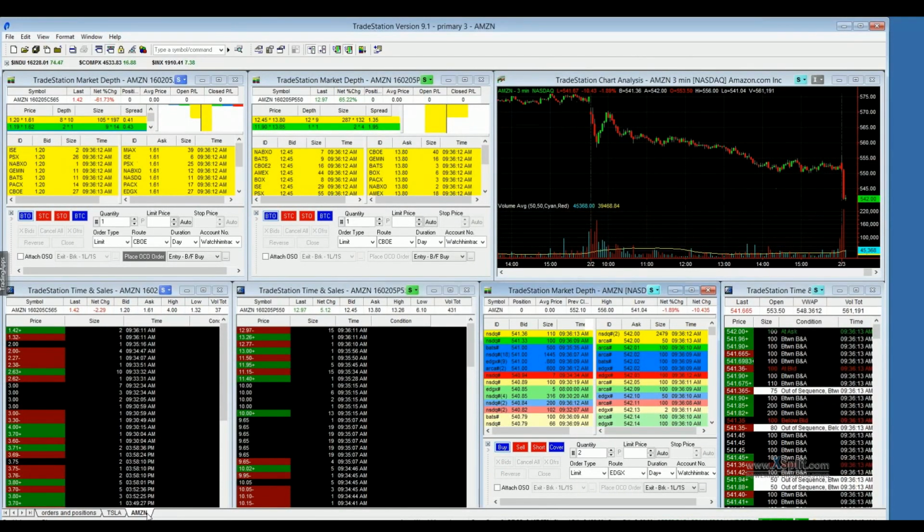All right, next trade we're going to look at is from the same day. It was just a little bit later on this day, and it was on SPY. Let's try and find it here.